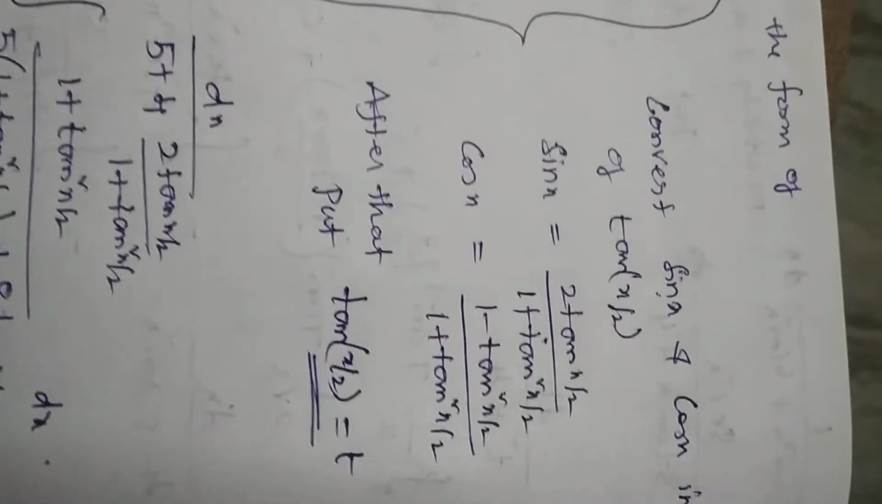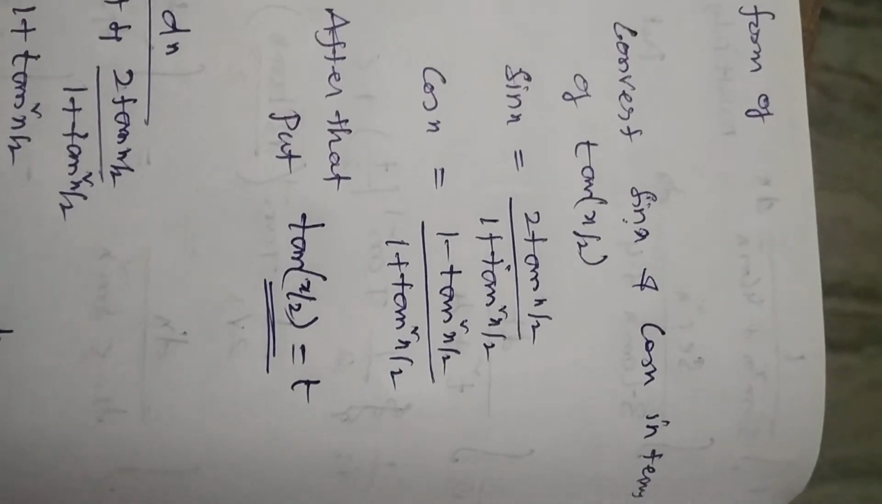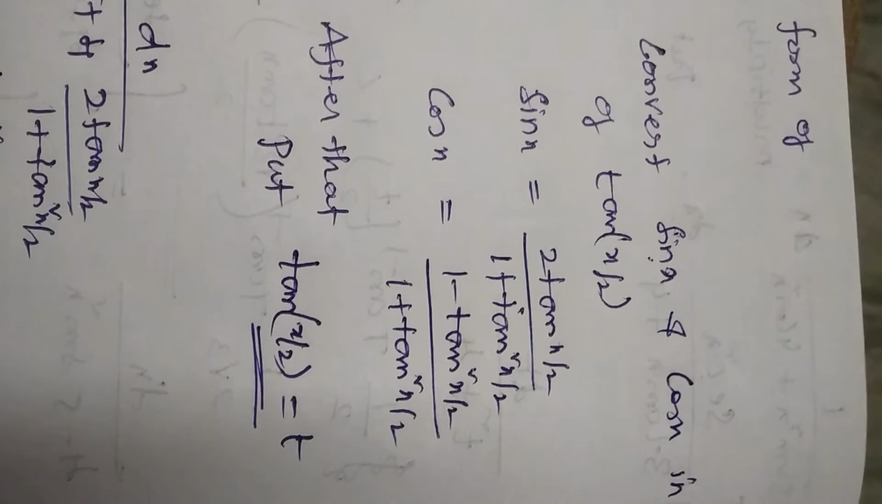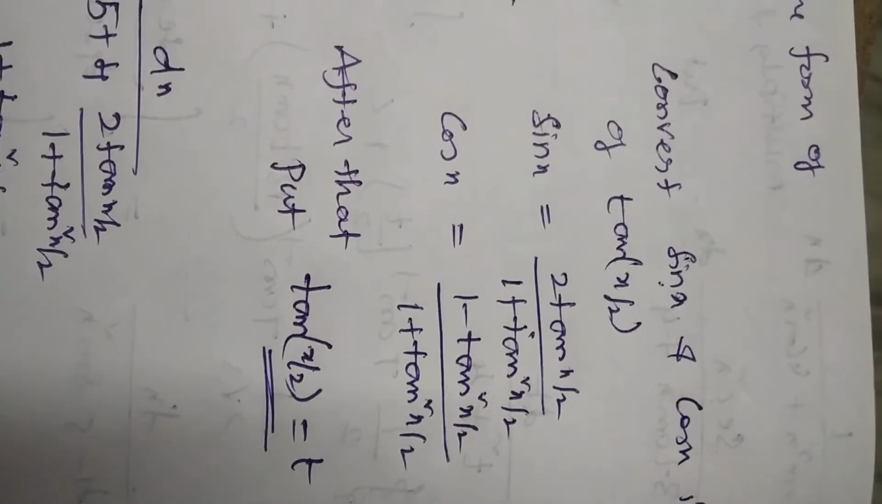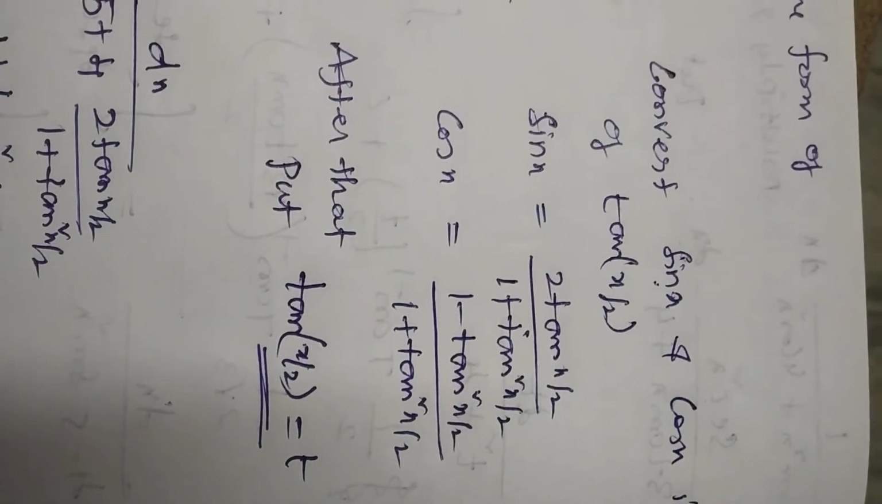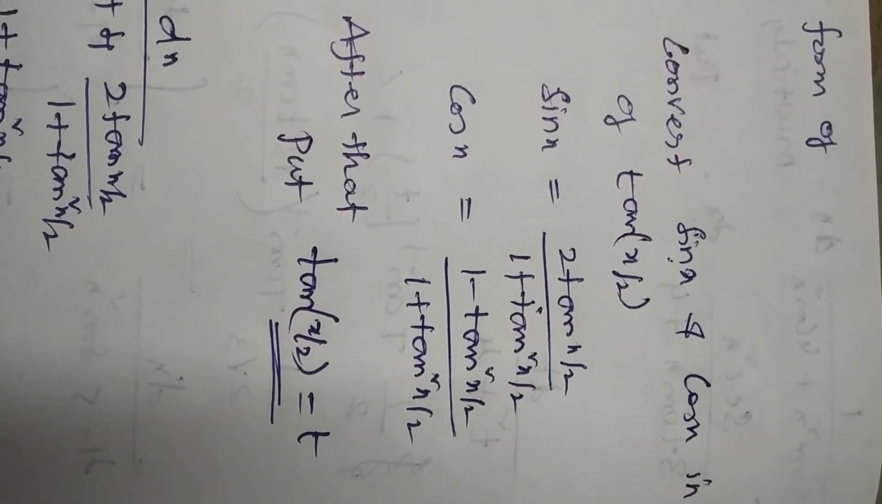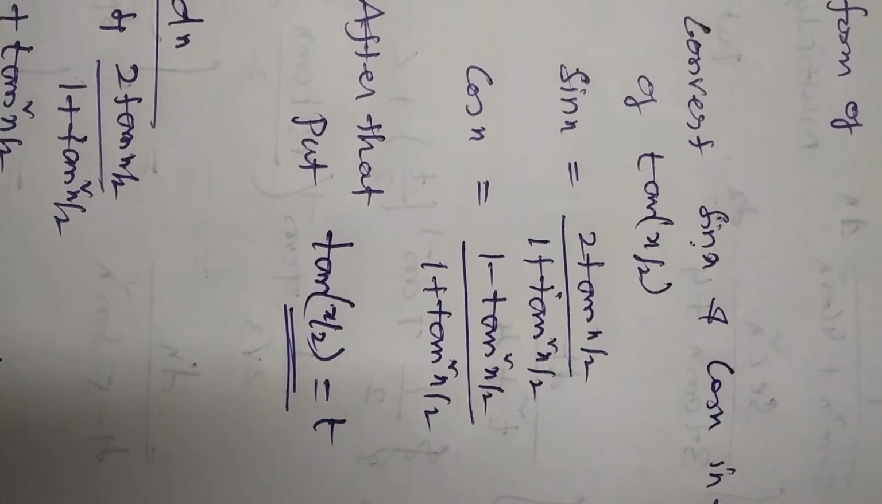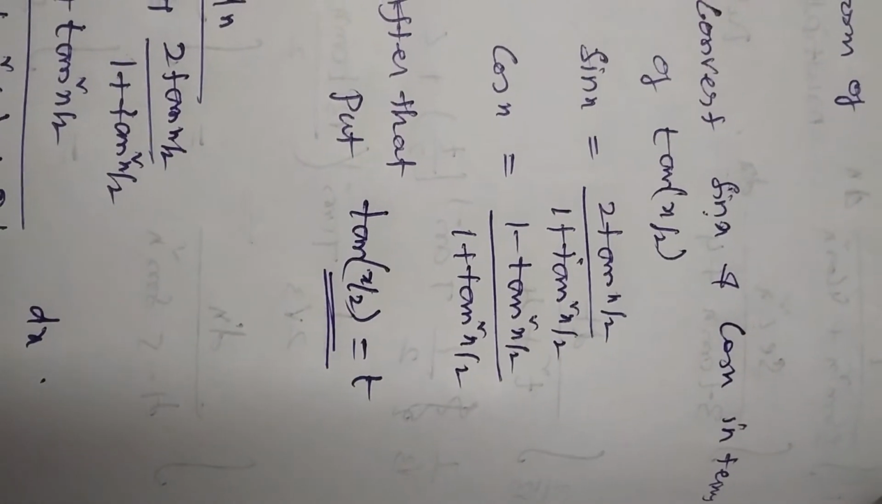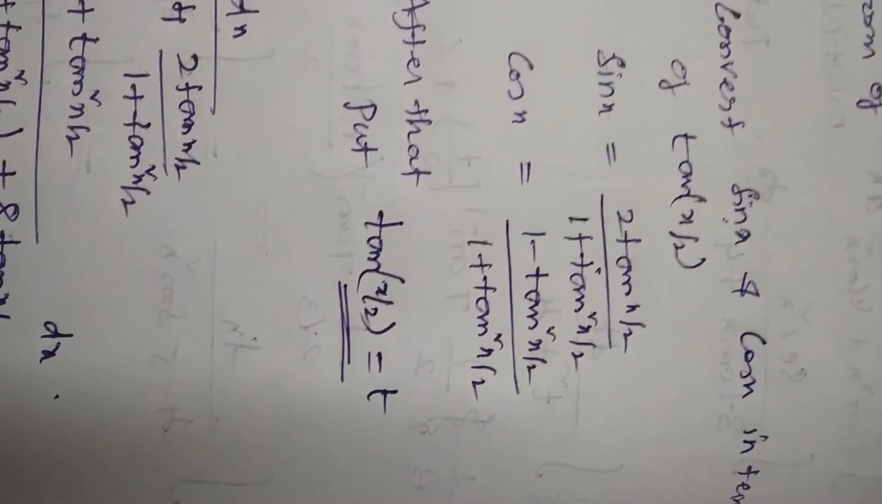In this, what is the rule you have to remember? Convert sin x and cos x in terms of tan x by 2 by using the formulas. These two are very, very important. Sin x is equal to 2 tan x by 2 by 1 plus tan square x by 2, and cos x is equal to 1 minus tan square x by 2 by 1 plus tan square x by 2. That you have to convert. Then after that put tan x by 2 is equal to t in this model.